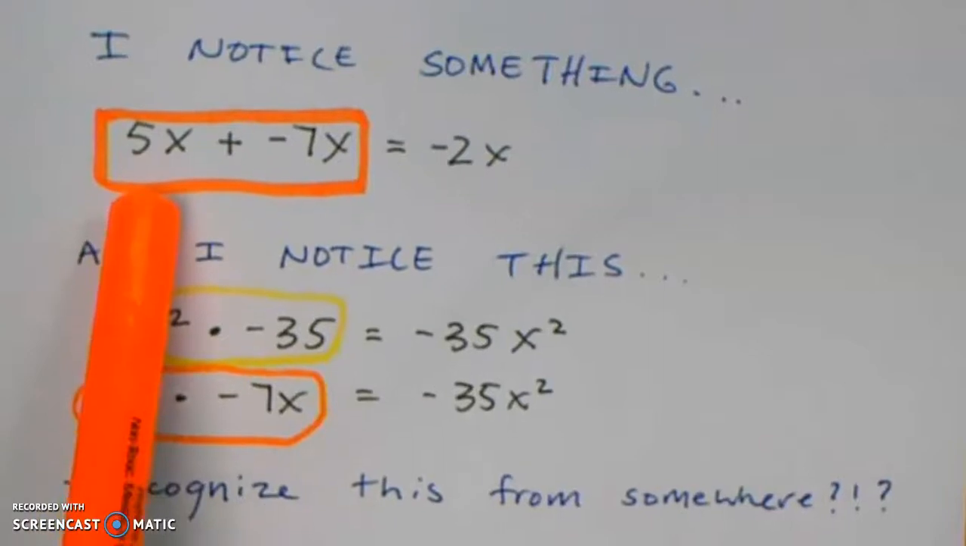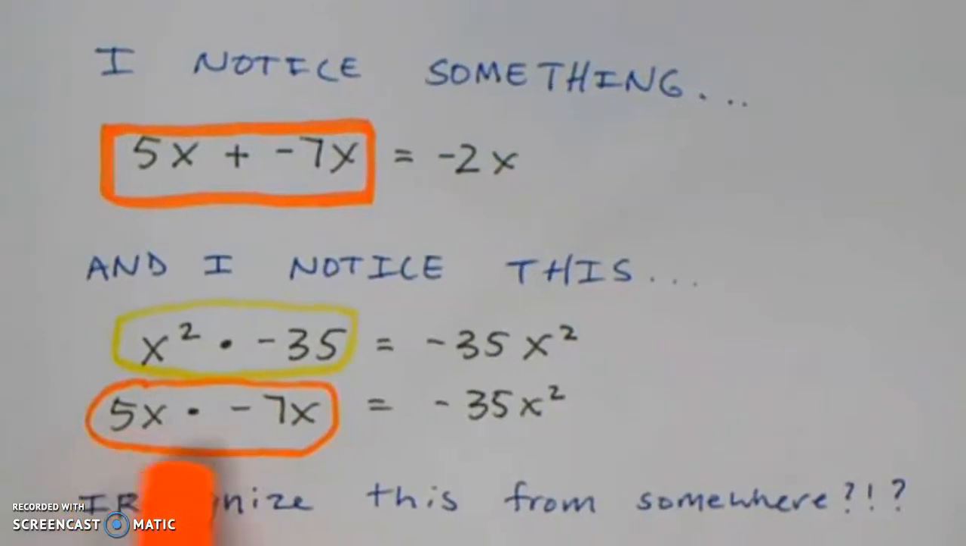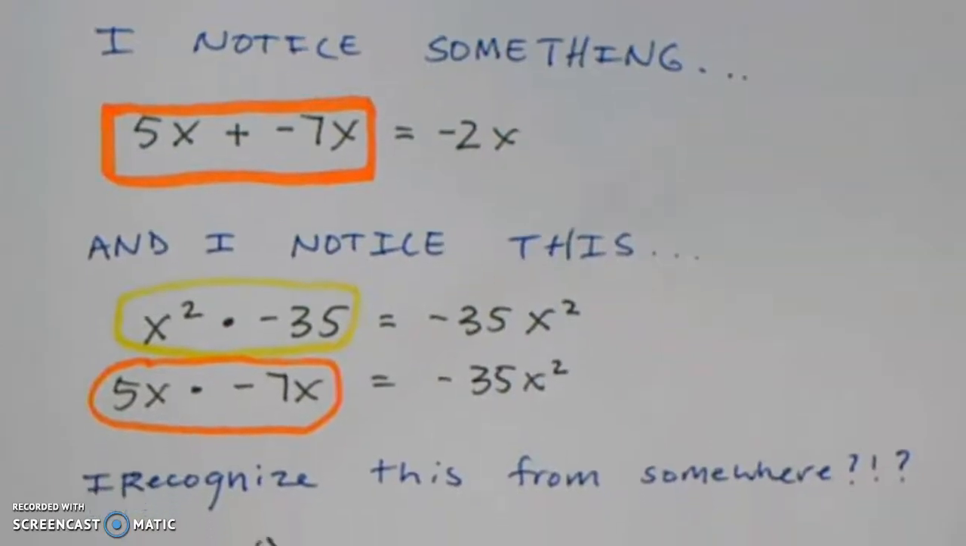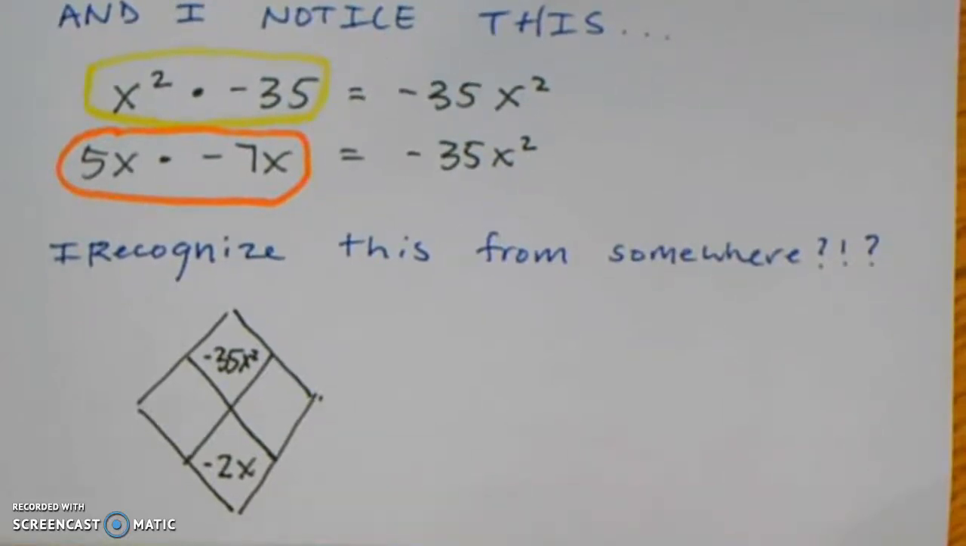So wait, these two add together to give us the middle number, negative 2x. And these two multiply together to give us the product of the diagonal, negative 35x squared. What the what? You've seen this before. It is a diamond problem. So pause right now. Fill in this diamond problem, meaning what numbers will multiply together to give you negative 35x squared, and what numbers can we add together to get negative 2x? Okay, pause the video and fill in this diamond, please.